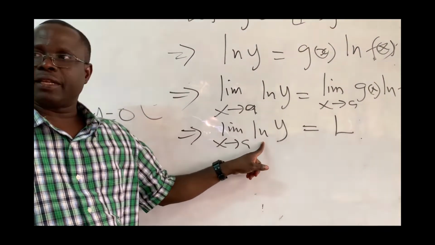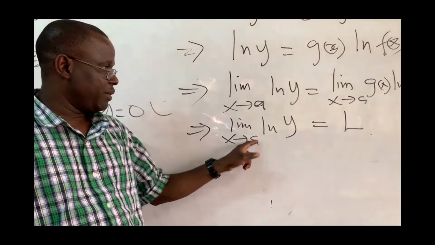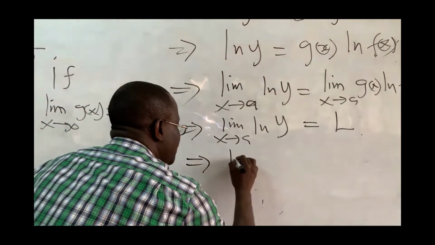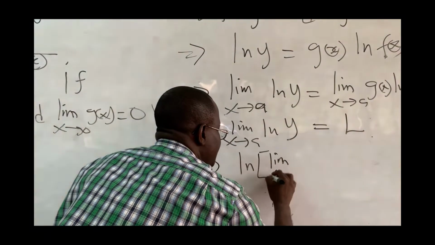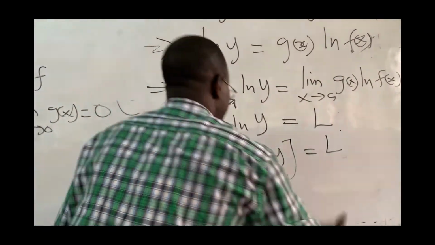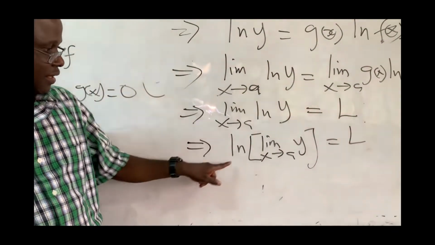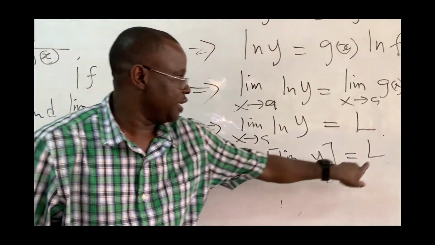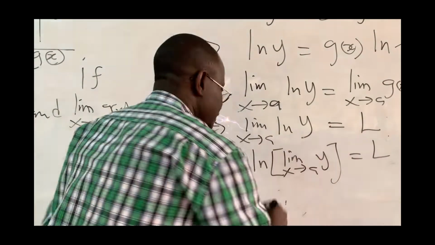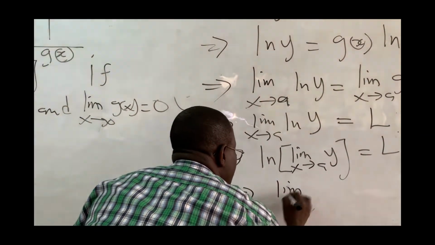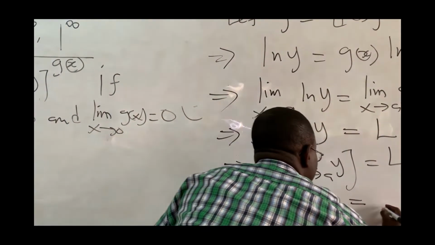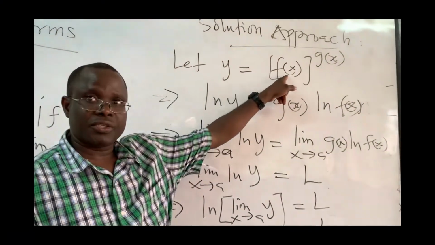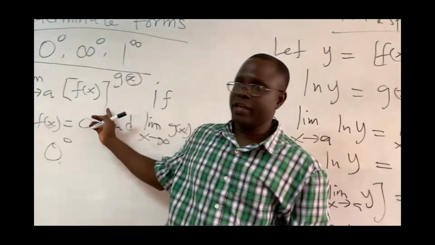Now when you get here, there's a nice trick to use in order to get your y back. Because ln is a continuous function, you can take the limit inside and pull the ln out. And so you can rewrite this as the ln of the limit as x goes to a of y is equal to L. Note that ln is the log to the base e. So this implies that this thing here is equal to e raised to the power L. So the limit as x approaches a of y is equal to e raised to the power L.